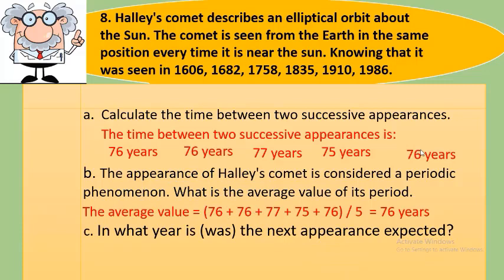In what year is or was the next appearance expected? So have we already seen it again, or will we see it soon? In order to do that, we look at the last year, the final one, 1986, and we add the average to it, which is 76 years. So the next year will be 1986 plus 76 years, and this will be in 2062.